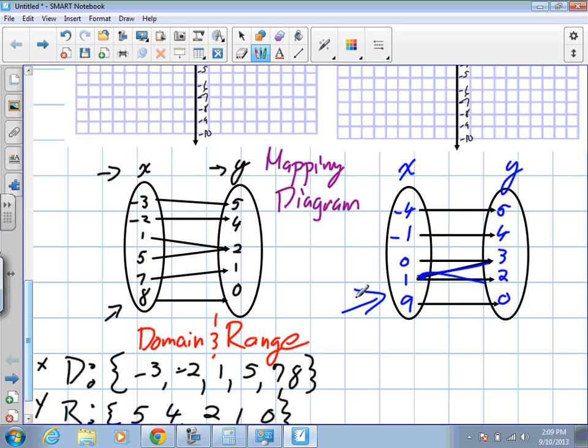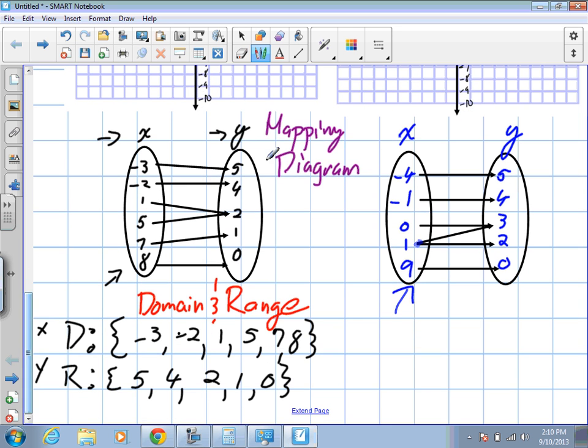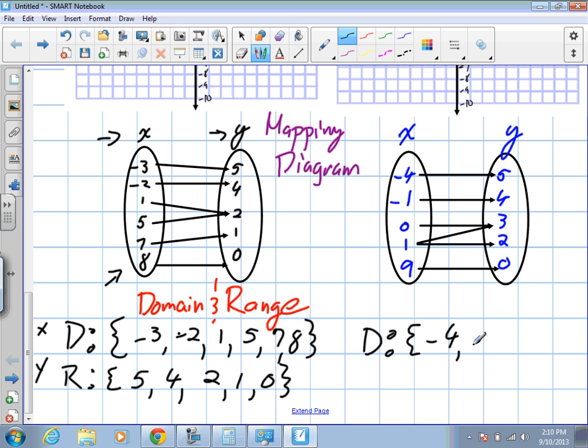In the first one, we don't have that. We do have more than one x value going to a single y point, but that's fine. There's nothing wrong with that. But if you ever see 2 arrows leaving one of the x values, that means we don't have a function. Again, probably the easiest way to tell is by graphing. And finally, let's do our domain and range. Our domain is just all of the x values, which in this case is -4, -1, 0, 1, and 9. And the range being 5, 4, 3, 2, and 0.